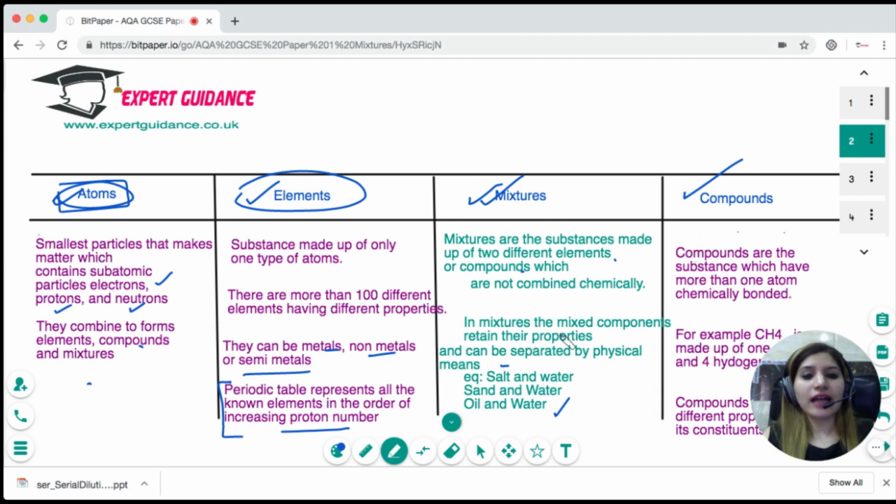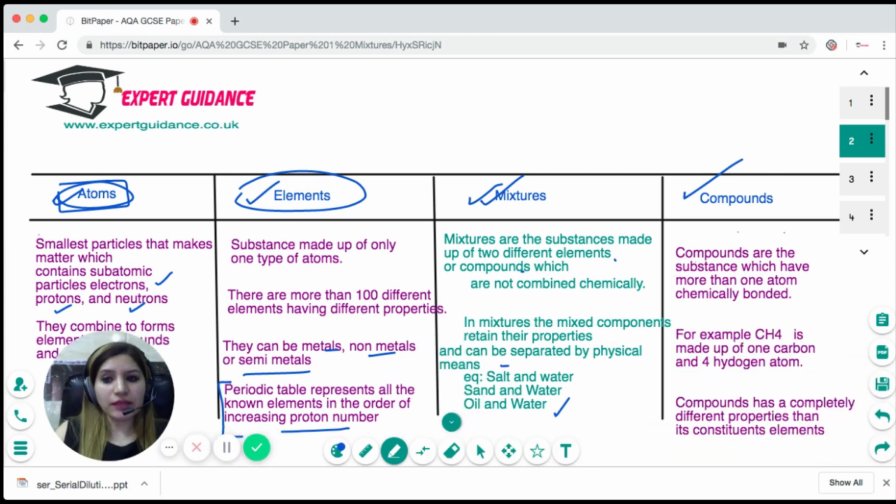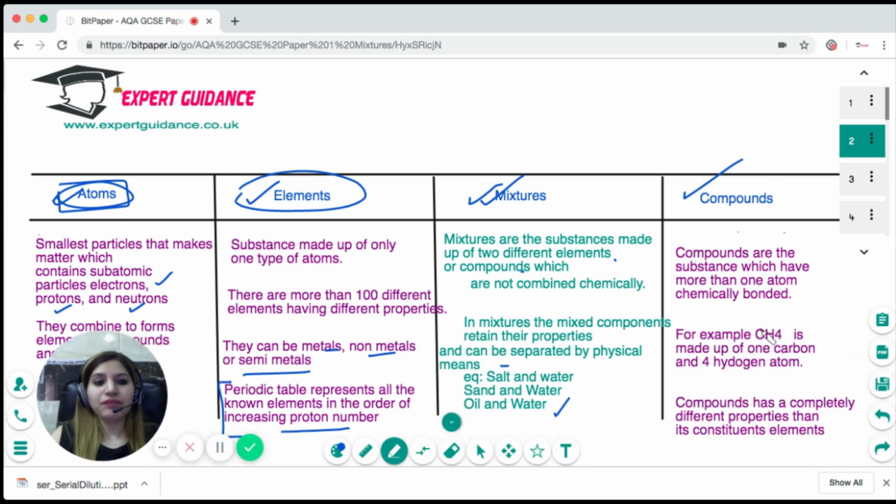On the other hand, when 2 elements or atoms combine together via a chemical bond, each element does not retain its property. For example, methane is 1 carbon and 4 hydrogen atoms joined together, and the properties of methane are completely different from carbon and hydrogen. So this is what a compound is. A compound has completely different properties from its constituent elements. I hope now you are clear with the difference between atoms, elements, mixtures, and compounds.